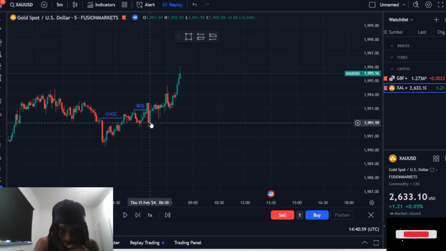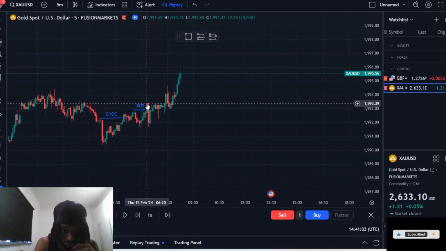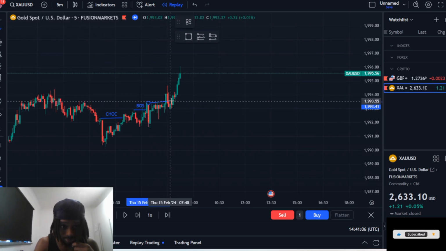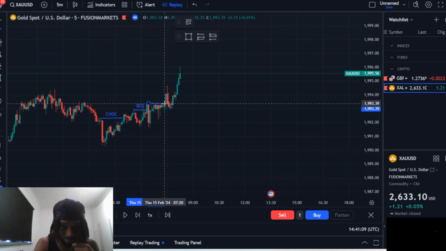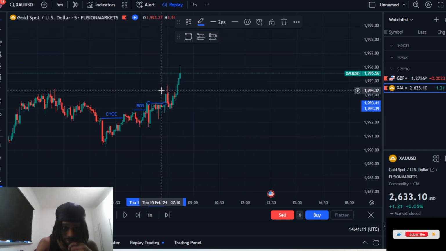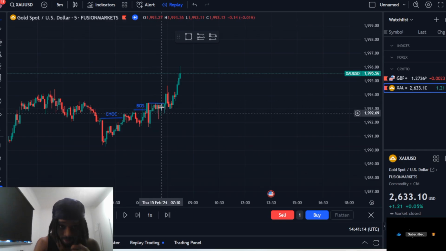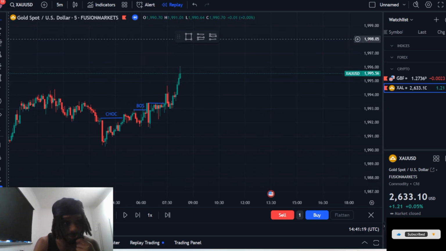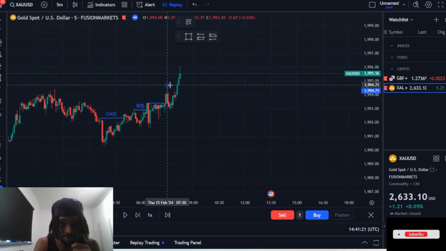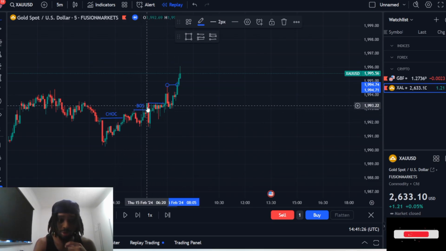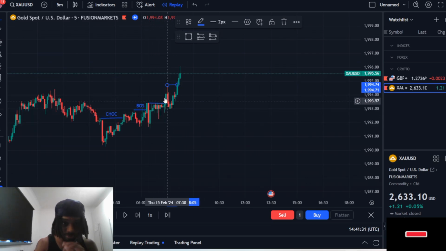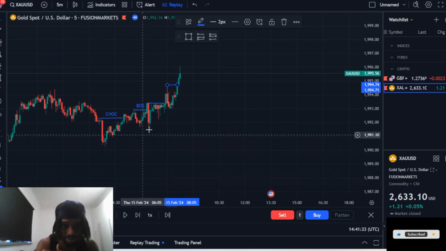Then we pushed up, we came down again, pushed up. Technically this here is another breaker structure. Then we pushed up, we started to consolidate, pushed up, came back down, then we pushed up again. So this here is another break of structure. So technically, all I wait for is a change of character and a break of structure. Now I'm just looking for zones to follow the trend up. That's all I'm waiting for now. A zone, give me an entry, and I'm following the trade up.